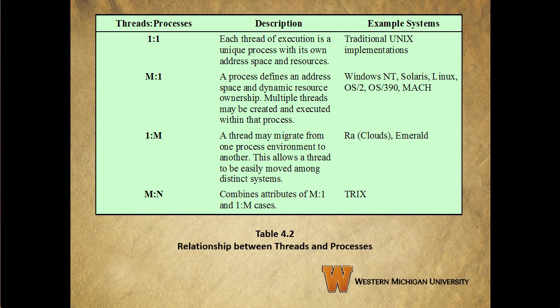With one-to-many, a thread can migrate from one process to another, so this allows a thread to be easily moved among distinct systems, and an M-to-N combines the attributes of the many-to-one and the one-to-many cases.